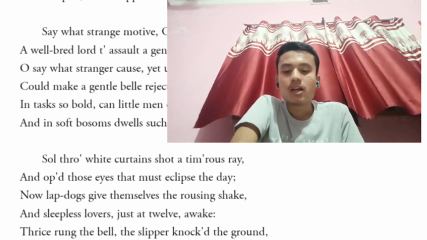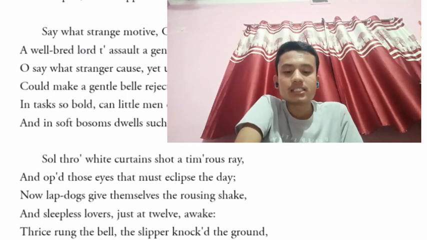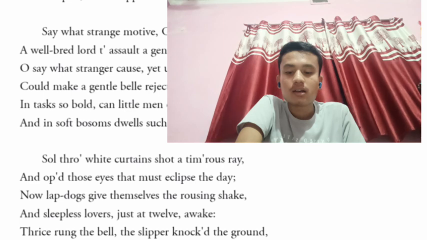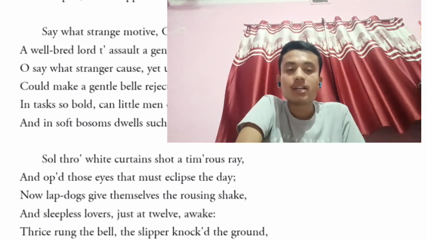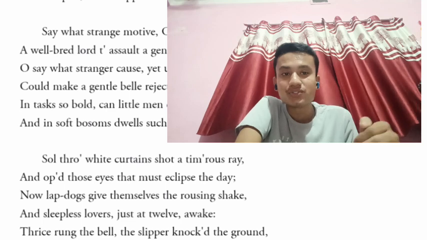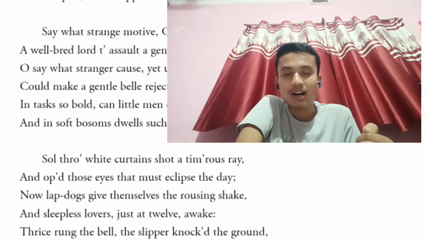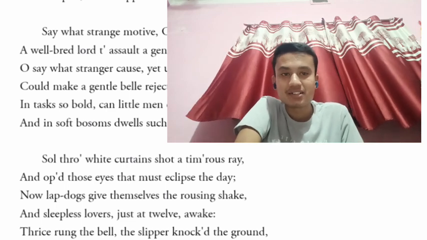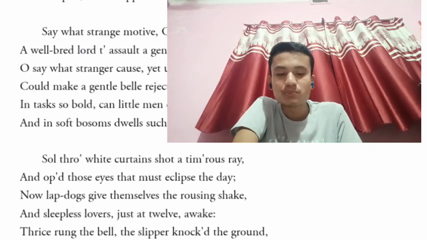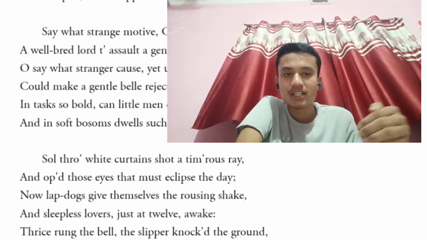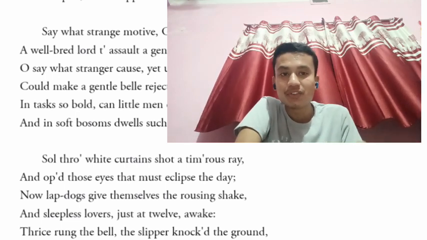Next. Sol through white curtains shot a tomorrow's ray. Here sol refers to the sun. The sun is entering Belinda's room, and so the sun is getting fear. Here tomorrow's means fear, ray means the sun's ray, and the sun is entering Belinda's room with fear.